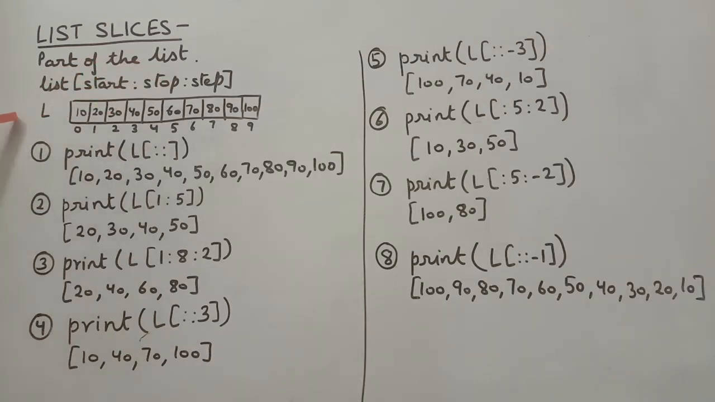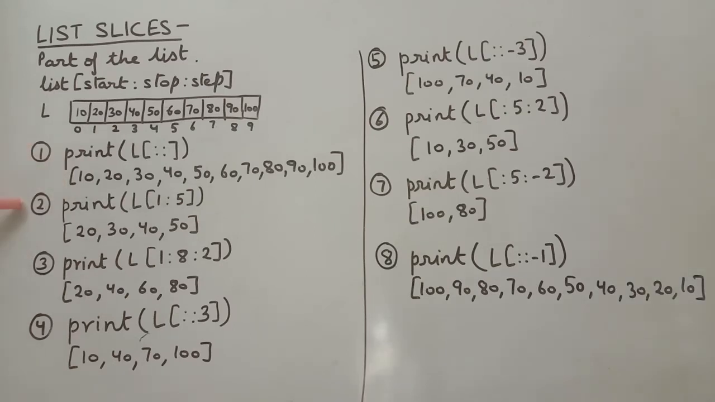This is a list where I have taken 10 elements, and these are the indexes. Now I am extracting list slices. The first example is print L, and within square brackets I have simply specified a double colon. I have not specified the start, stop or step value. Since the step value is not specified, it is assumed to be +1, and accordingly start is assumed to be 0 and stop is taken to be the end of the list. So your resultant is the entire list.